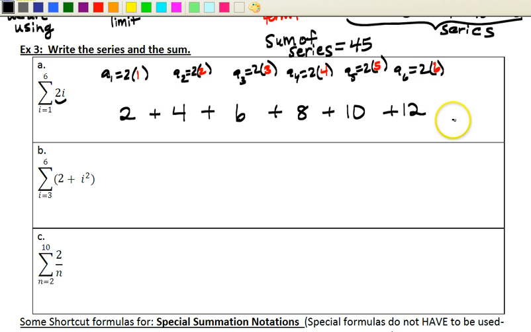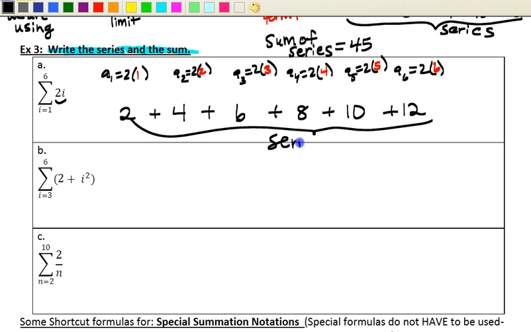See how it said write the series and the sum? That's my series. So 42 is the sum this time if you add all those together. Just type it into your calculator and add it. So again, go ahead and pause if you need to get all that down, and then let's look at example B. Make sure you watch example B because there's something new with this one that I need to show you.